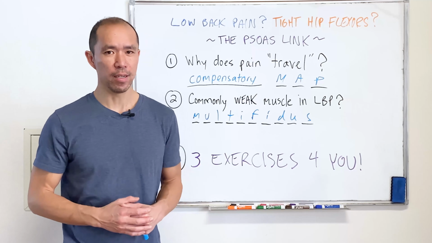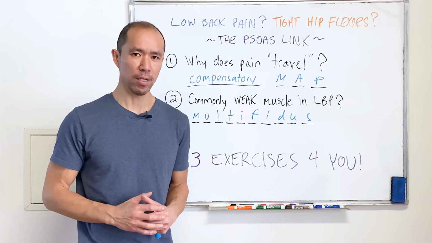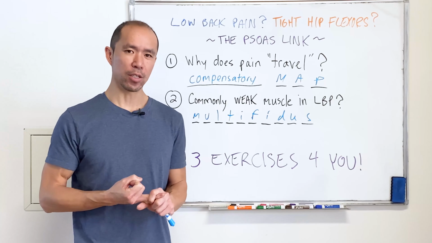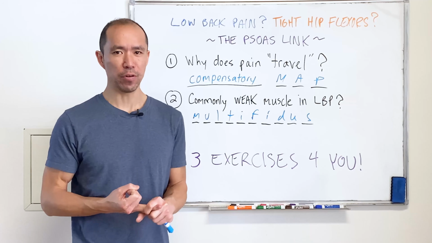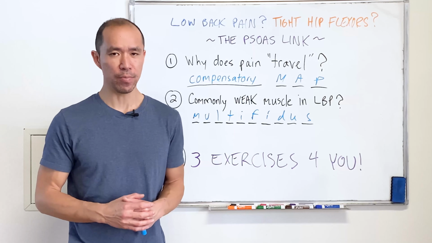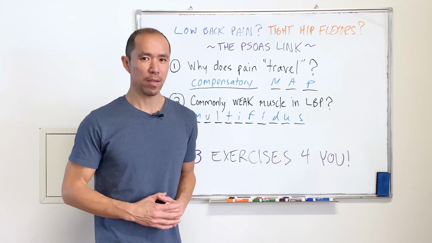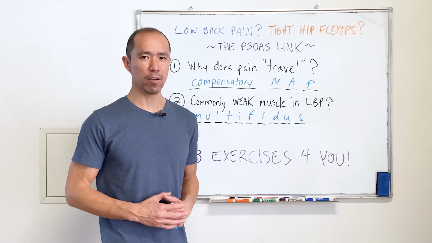Now, there have been a lot of studies that have investigated this, and the research clearly shows that the multifidus muscle tends to be smaller and has a greater percentage of fatty infiltration in those with low back pain compared to those without. And that basically means it's smaller, it's weaker, and it doesn't work as much as it should be.